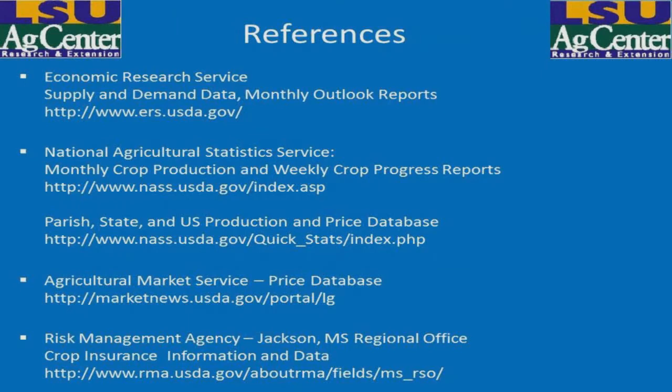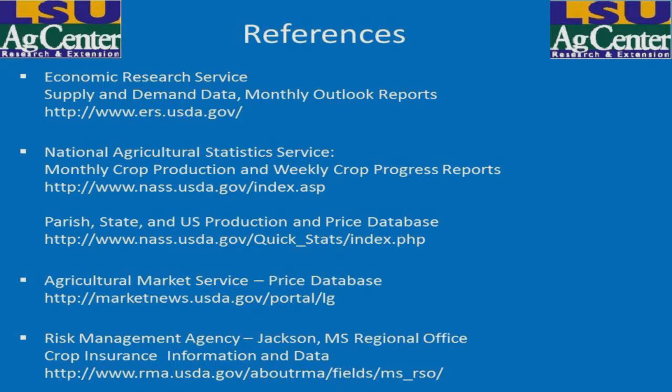Now I'm just going to leave you with a couple of references. A lot of this data that I've presented here today, the majority of it, has come from these lists of references. All of these are USDA references, websites or agencies. The first is the Economic Research Service. That's going to provide supply and demand data. It provides monthly outlook reports for all of our major row crop commodities. It's got current data as well as a good list of historic data. So that's one good site to go to.